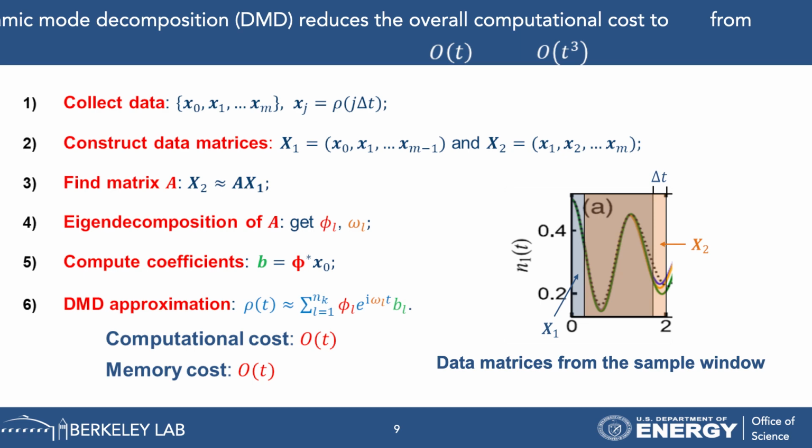It is easy to see that both the computational cost and the memory cost are of order t, so the computational cost is reduced from order t cubed to order t, and the memory cost is reduced from order t squared to order t. In this case, we can evolve this system for a longer time.